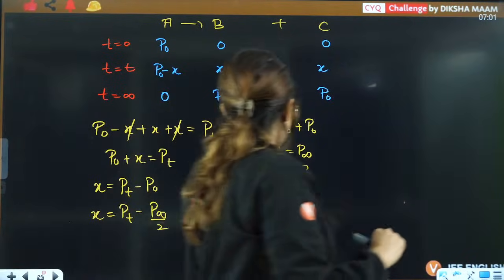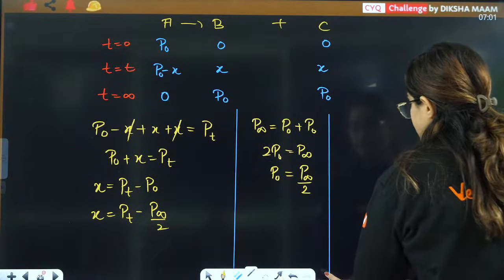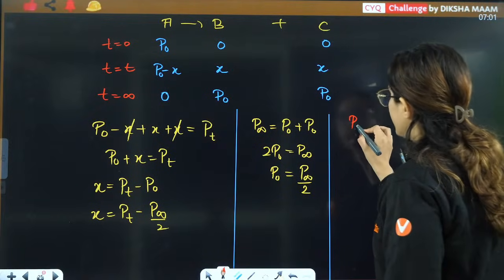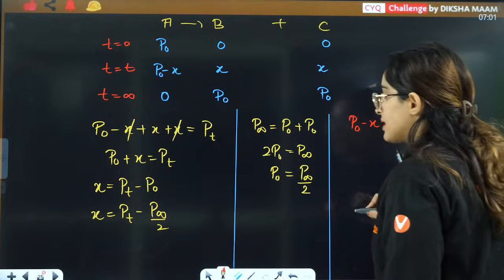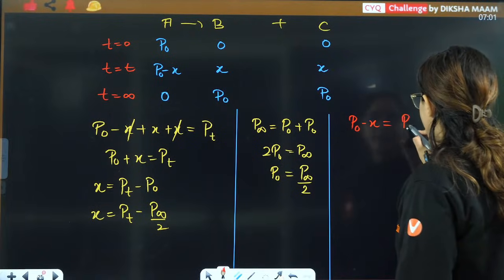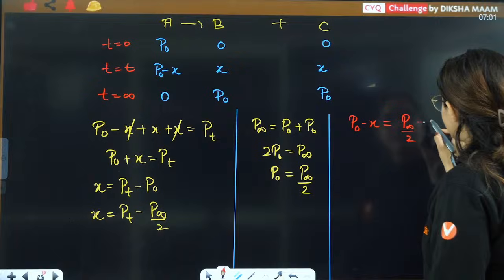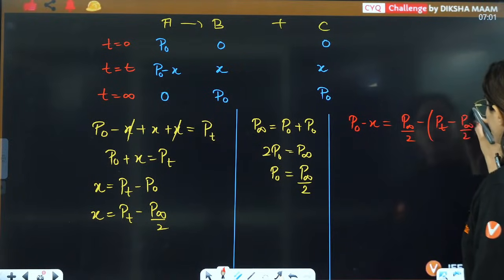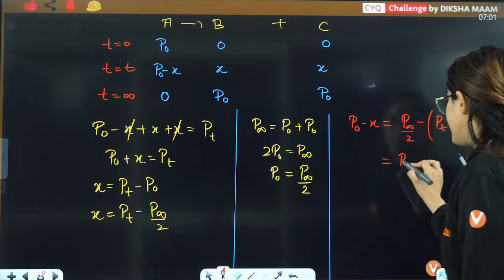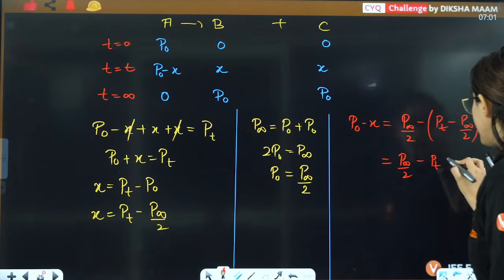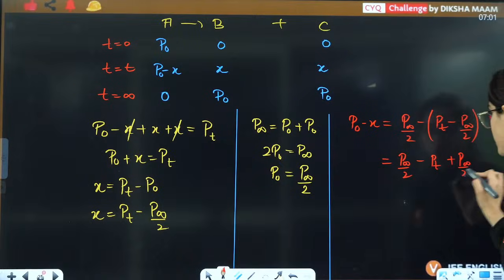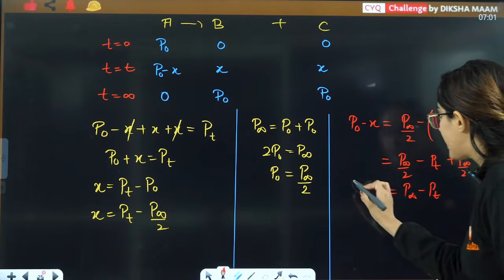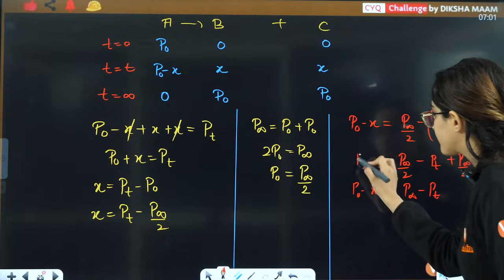So tell me what is the value of P naught minus x here? P naught is P infinity by 2. x is Pt minus P infinity by 2. That will become P infinity by 2 minus Pt plus P infinity by 2. That is P infinity minus Pt. This is the value of P naught minus x.